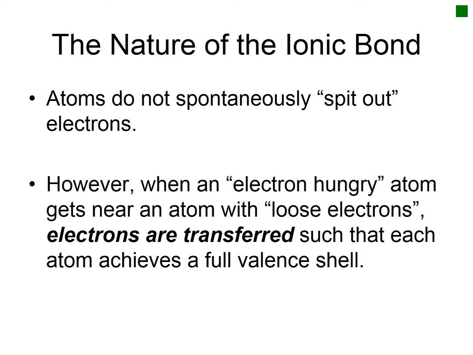So the nature of the ionic bond: atoms don't just spontaneously spit out electrons. It's not like you're going to find them randomly generating those. But when you have an electron-hungry atom, such as chlorine, get near an atom with loose electrons, say sodium, the electrons can be transferred so that each atom will get a full valence shell. We're going to see how that transfer takes place, so that the one from the sodium will get transferred over to chlorine. And we'll learn about writing the formulas here today.